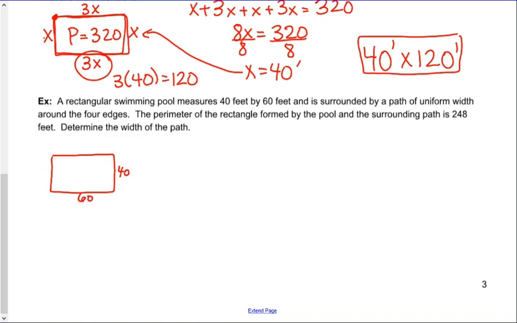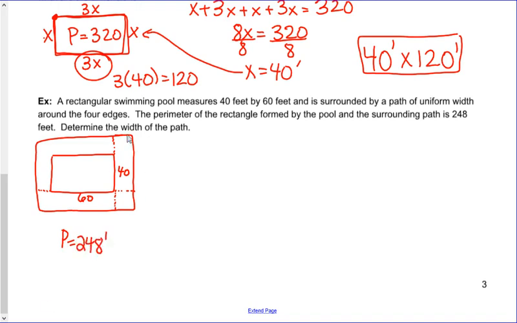And it's surrounded by a path of uniform width around the 4 edges. So basically it's a sidewalk of uniform width, meaning that the distance all the way around this sidewalk is going to be the same. Okay, so this distance here is the same as this distance here as well. Now it says that the perimeter of the rectangle formed by the pool, so our outside perimeter here, that perimeter is 248 feet.